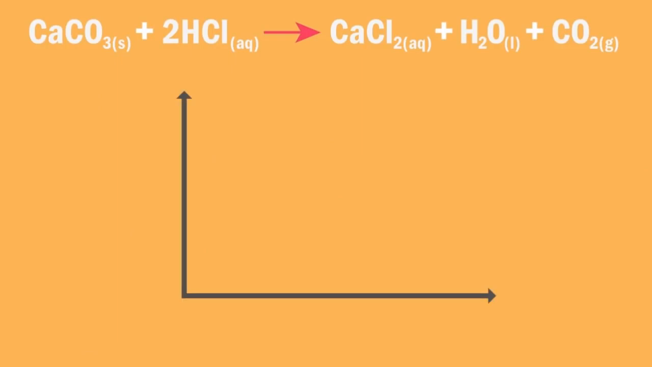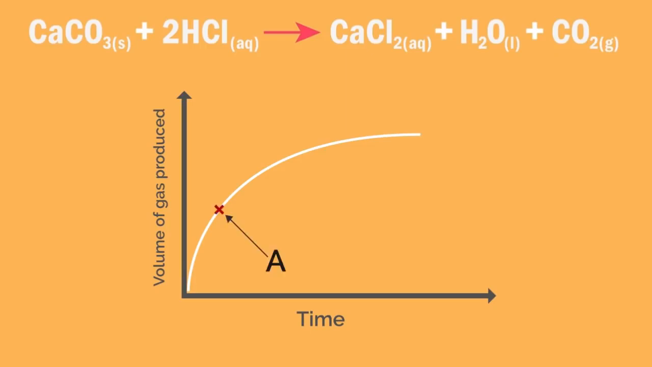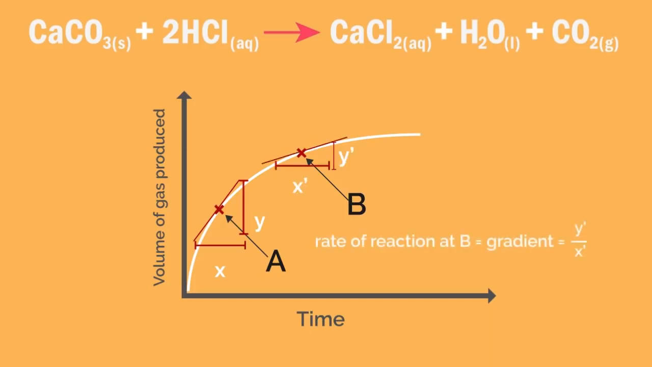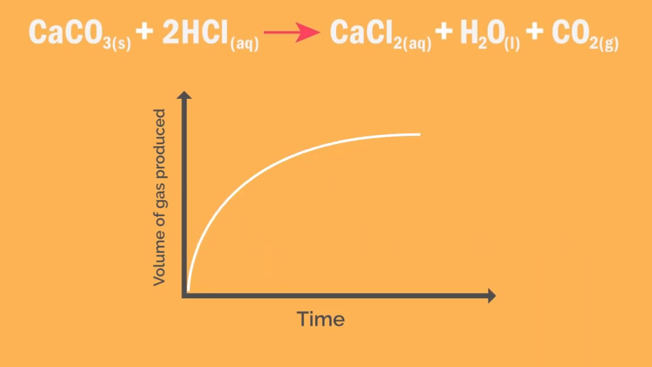This time we plot a graph of volume of gas produced against time. The graph looks like this. As before, the rate of reaction at point A is given by the gradient at A, which is y over x. And the rate of the reaction at B is given by the gradient at point B, which is y dash over x dash. What do you think's happening to the rate of reaction as it proceeds?